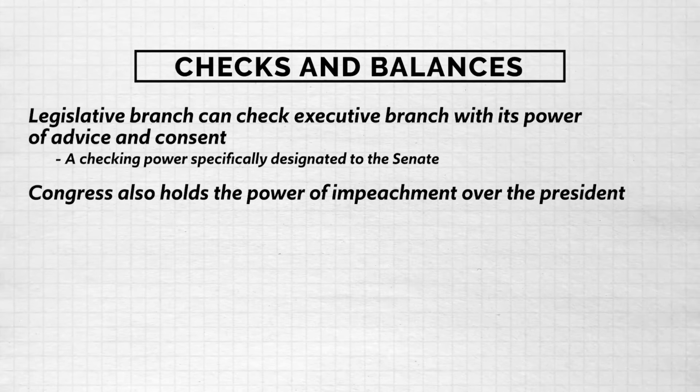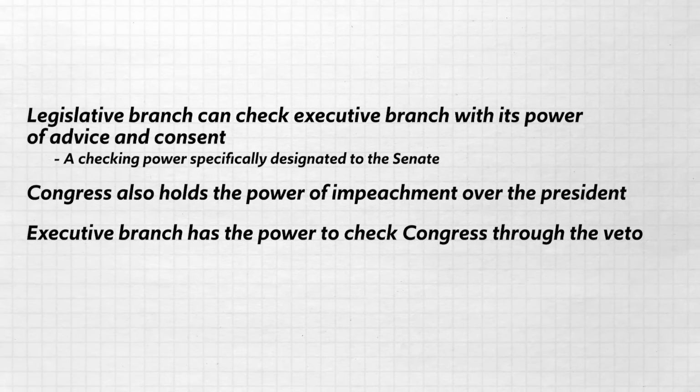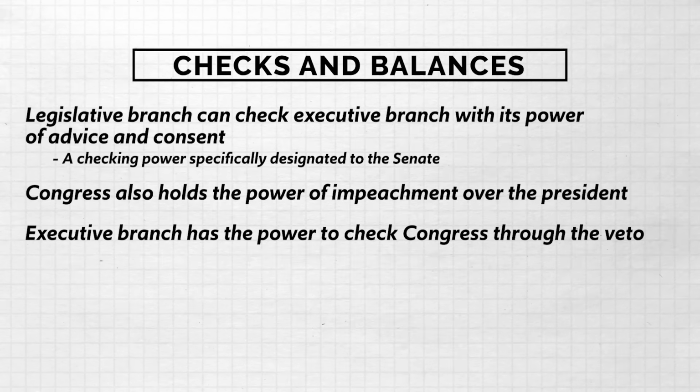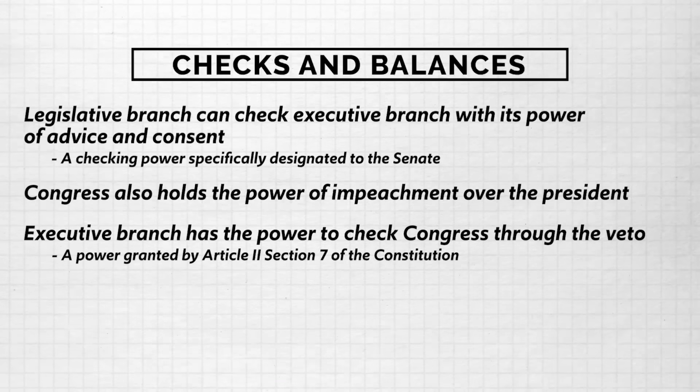The president, on the other hand, has power to check Congress, and the main way the president does that is by the veto, which is a power granted to the president by Article 2, Section 7 of the Constitution. Now remember, for a bill to become a law, the last step is to have it signed by the president. But if the president doesn't like the law, either because it's unjust or just doesn't jive with the presidential policy agenda, then the president can veto the law and it gets sent back to Congress to start all over again.